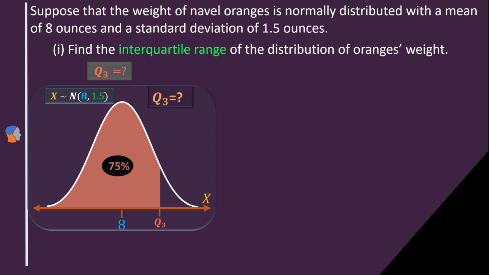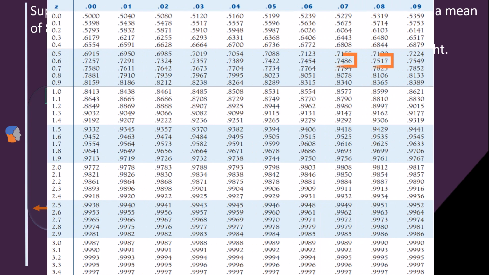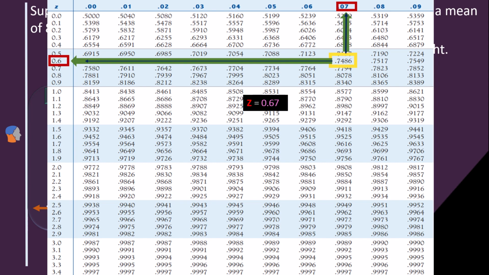What is the first step? Again, the area left of Q3 is 75%, which is 0.7500. Since we have the area left of Q3, or area from the left corner, we can directly go to the table and look for the number 0.7500. We know 0.7500 must be in between these two numbers. Which one is the closest one? Find the corresponding z value. So that is the z value from the table.